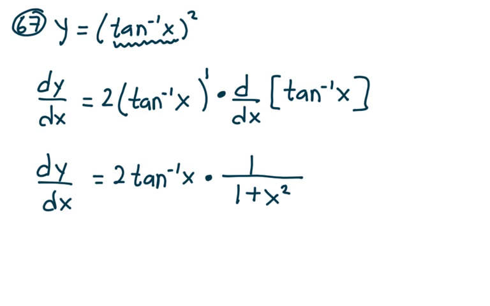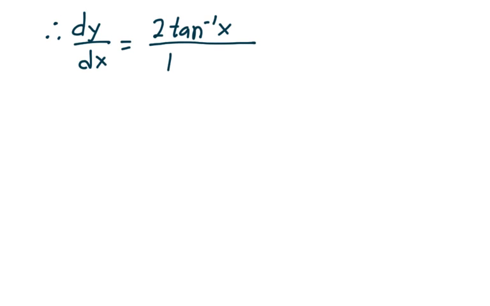And that's going to take time to get comfortable with that derivative. Okay? So it will take time. So therefore, dy/dx is 2 times arctangent x divided by 1 plus x squared. That's 67. Let's take a look at 68.